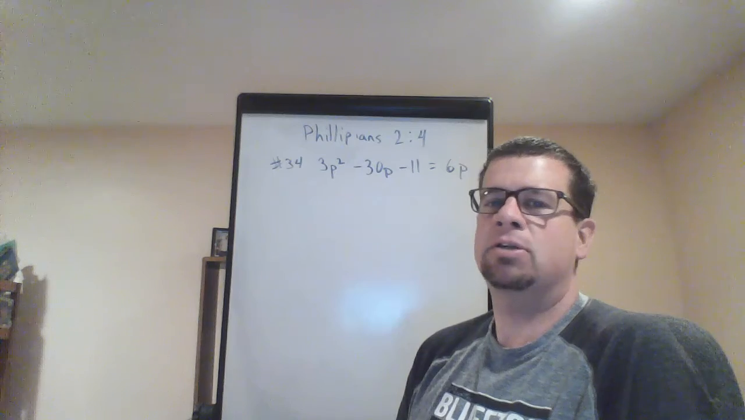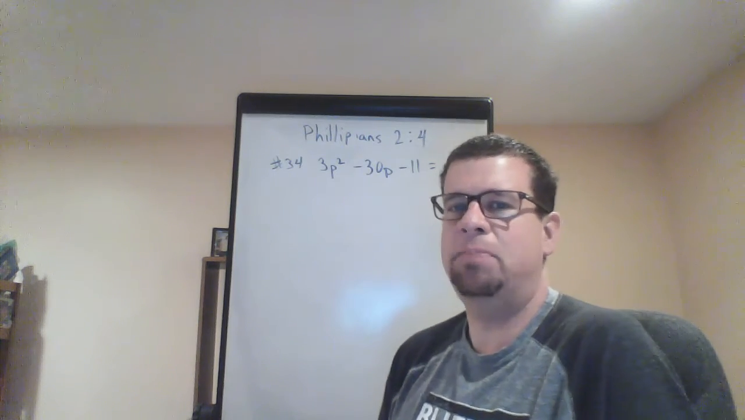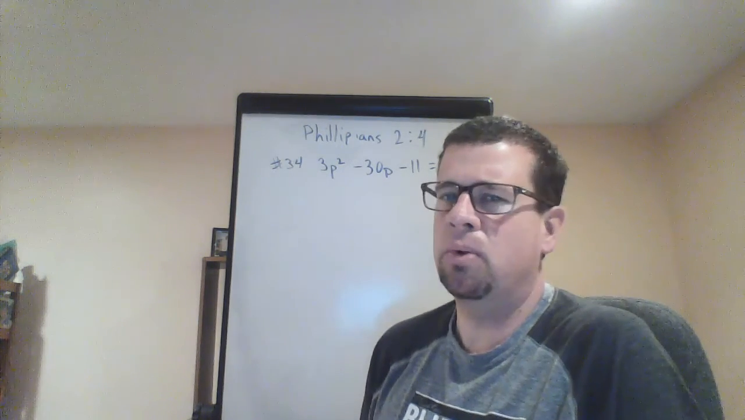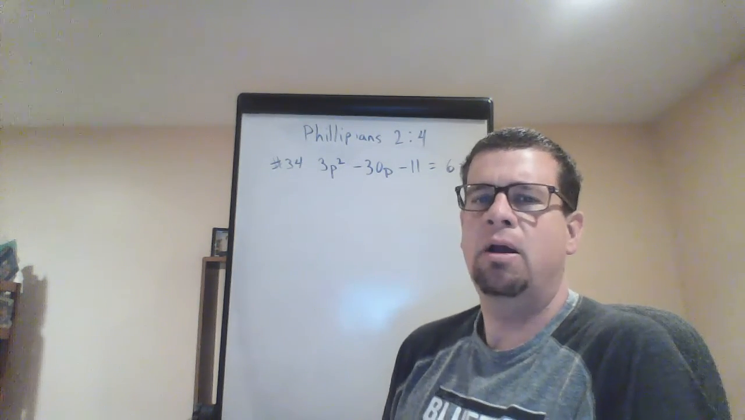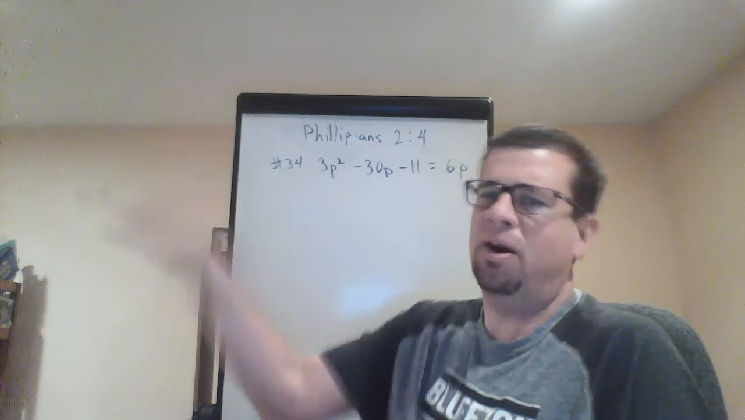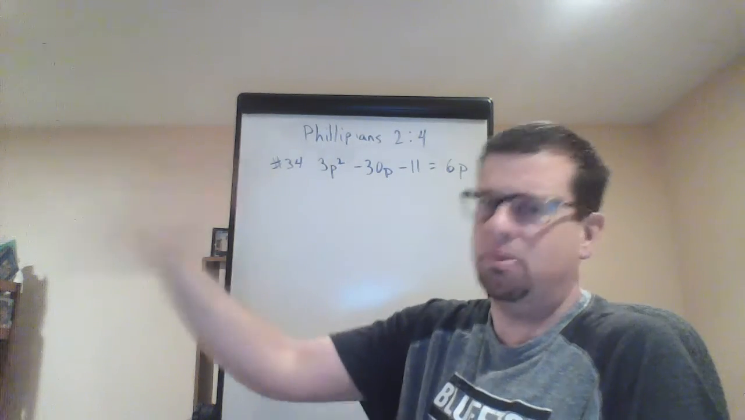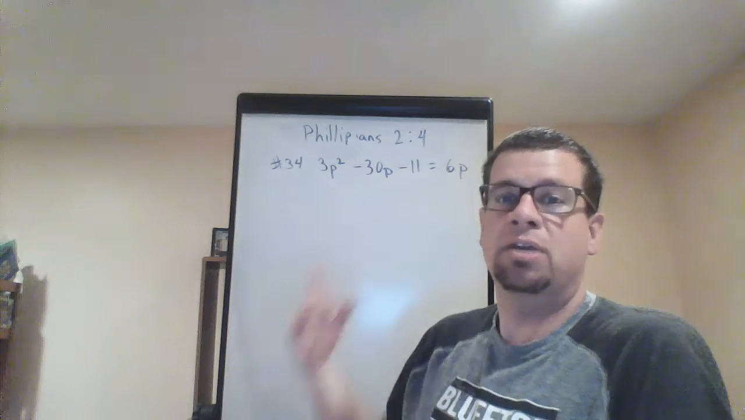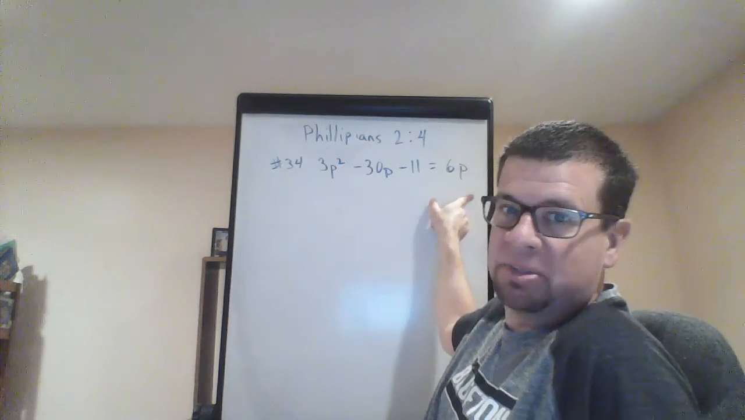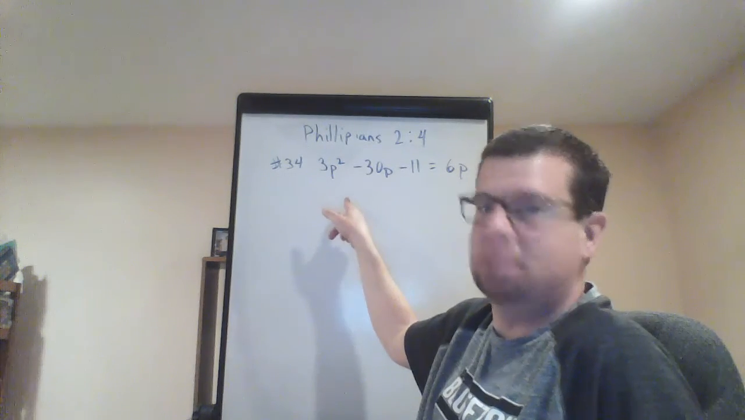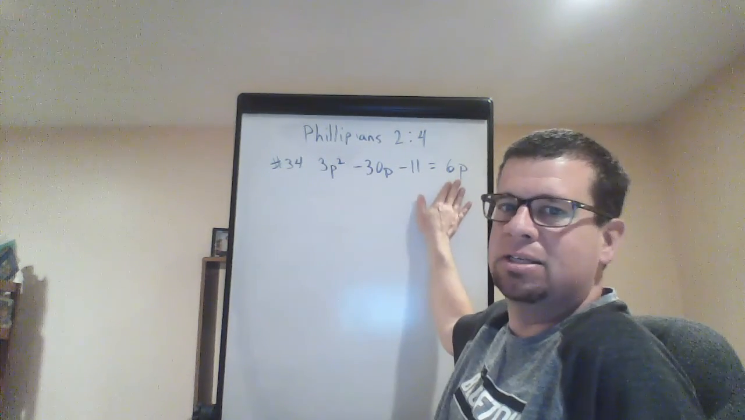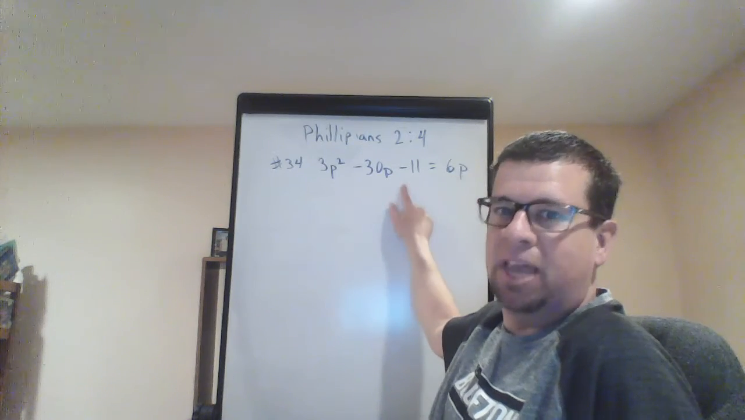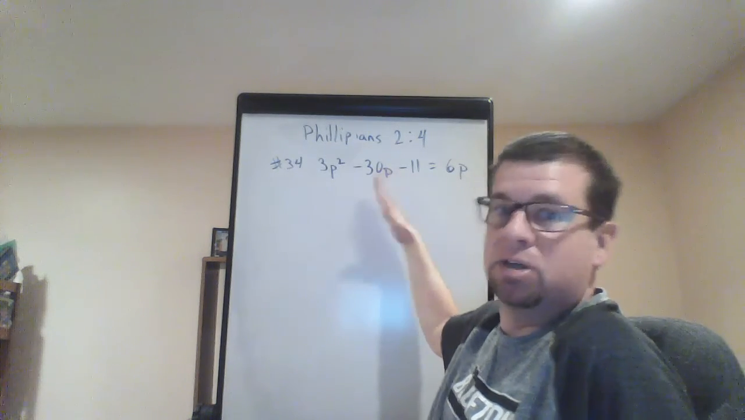3p squared minus 30p minus 11 equals 6p. So we got just a little bit of work here to do before we actually complete the square. I want to get everything with a variable on one side, and all my constants, everything without a variable, on the other. So in this case, I want to add 11 to both sides, and I'm also going to take away 6p from both sides. I want to get rid of this 6p over here, so I need to subtract it. And I want to get rid of this minus 11 over here, so I need to add it.